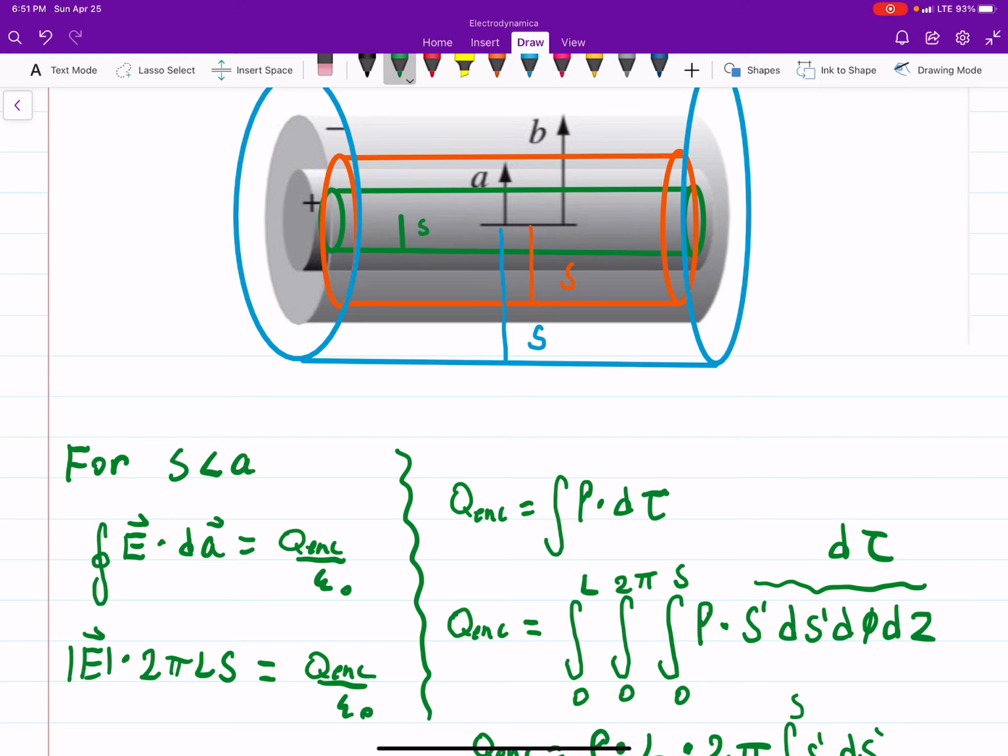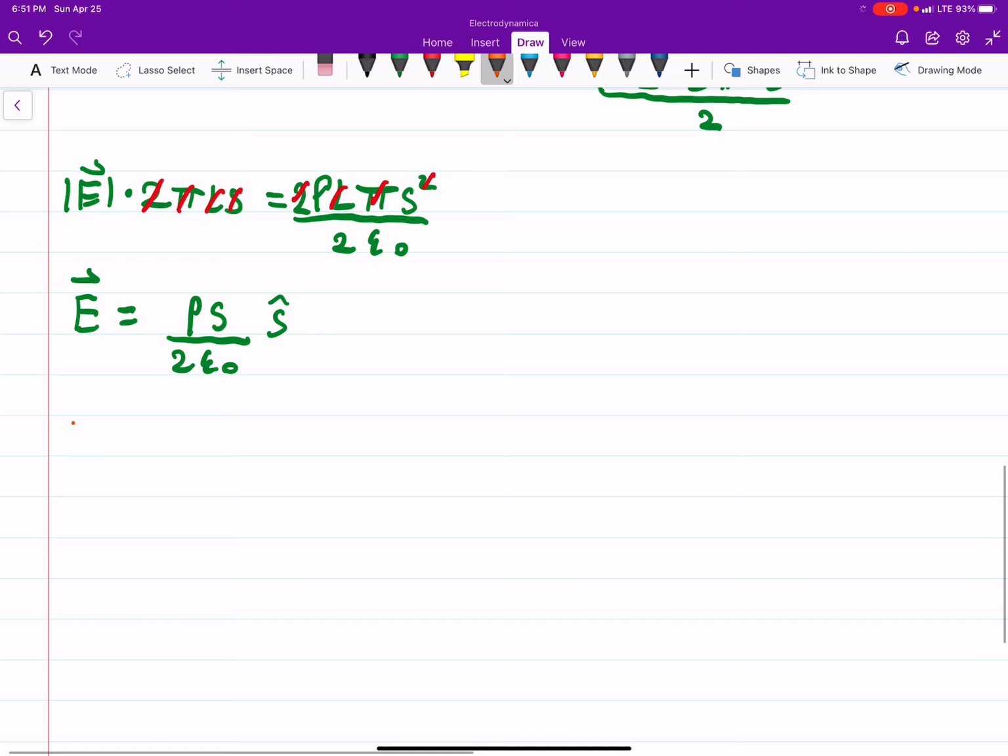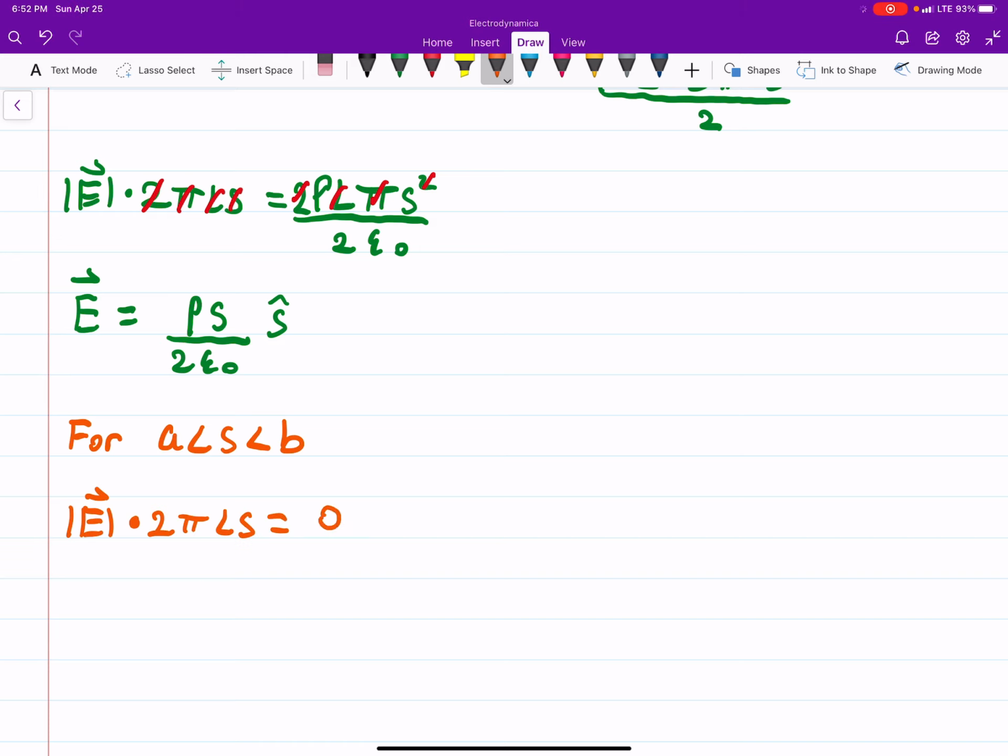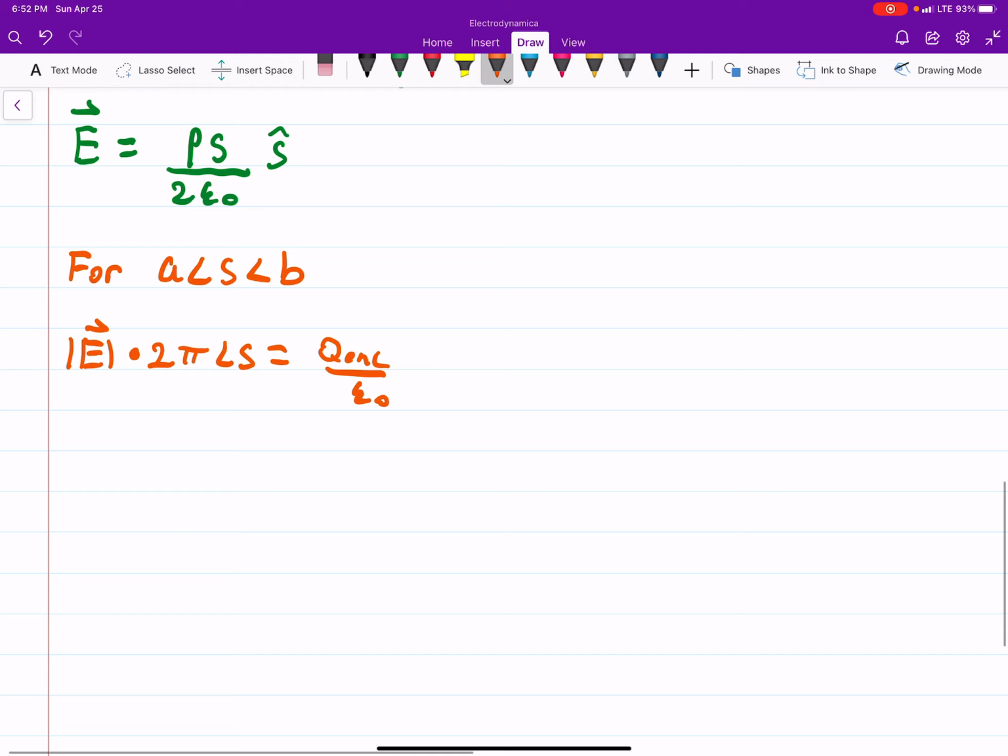Now, if we want in between the two cylinders, we're going to use the orange Gaussian surface. You can see that's between them. So this will be for a less than s less than b, just saying that we're in between them. I'm not going to do the left-hand side of the integral. We're going to still get the magnitude of E times 2πls equal to Q enclosed over epsilon naught. I don't think the left side is really a secret. As with most Gaussian problems, the real trick is to find your Q enclosed.